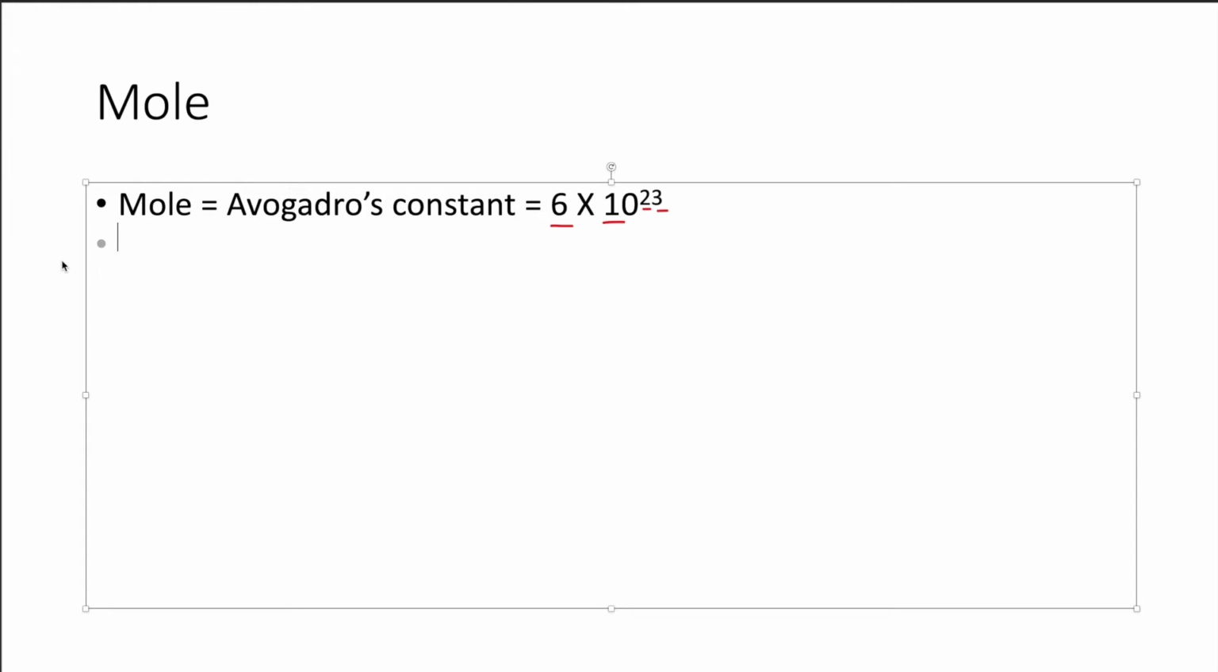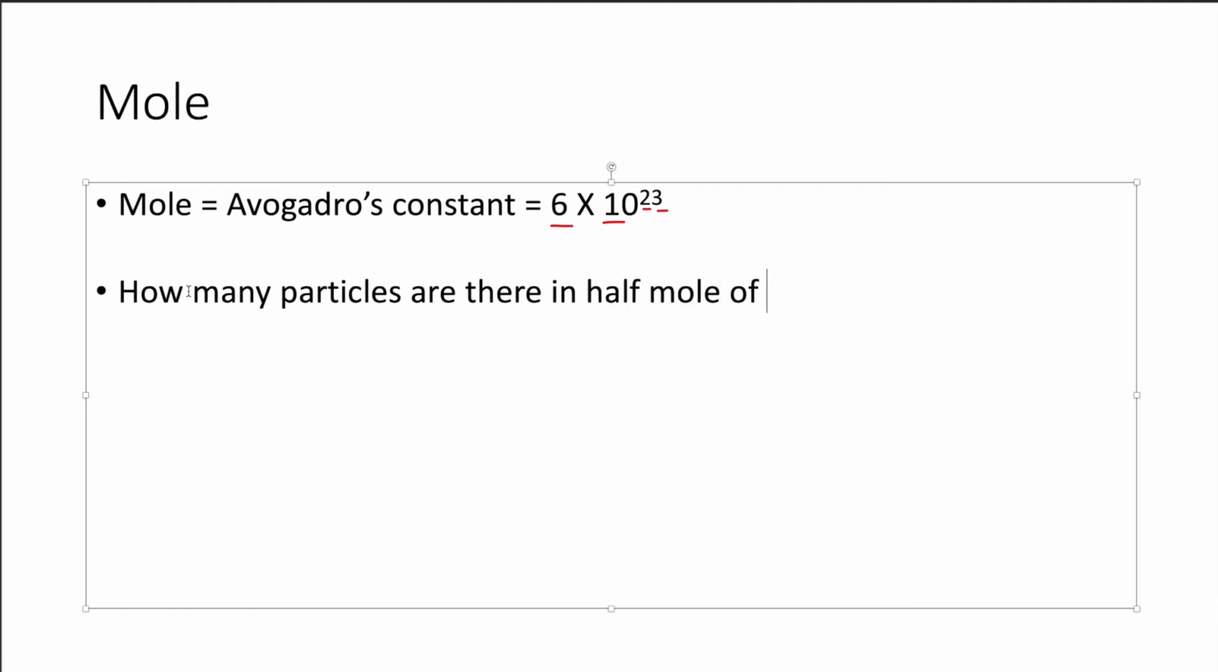You can just look at it like 6 equals 1 plus 2 plus 3. Because atoms are so small, you need a large number like this to quantify an amount of substance. So let's say if you have 0.5 mole of iron, you're going to have 3 times 10 to the power of 23 atoms of iron in this example.